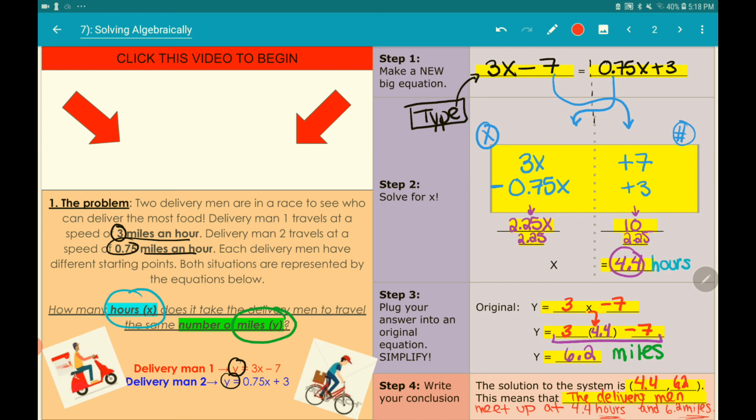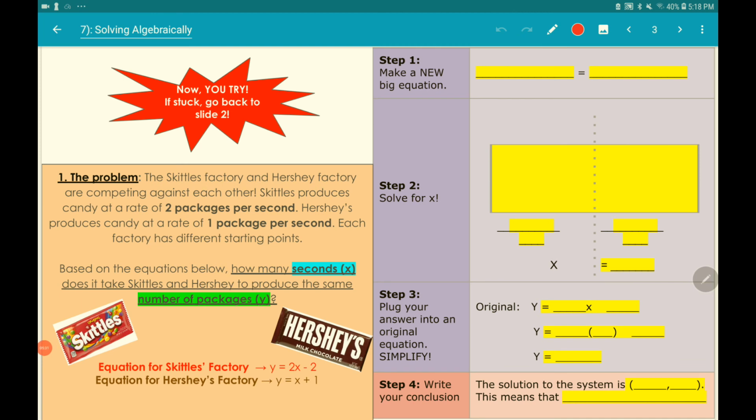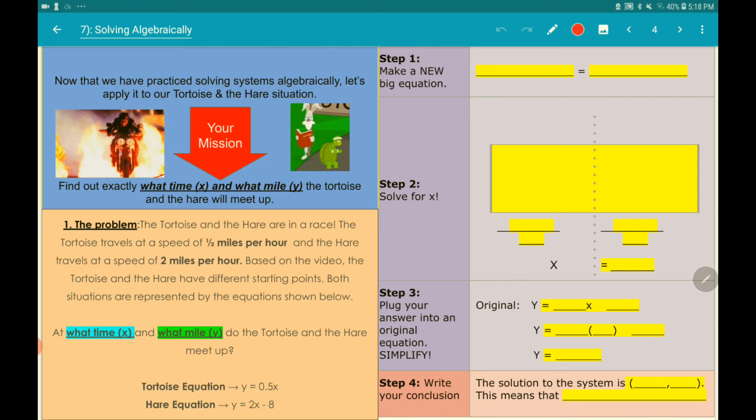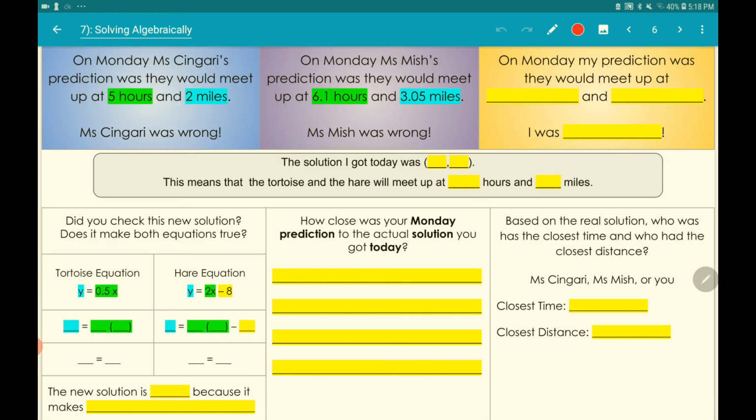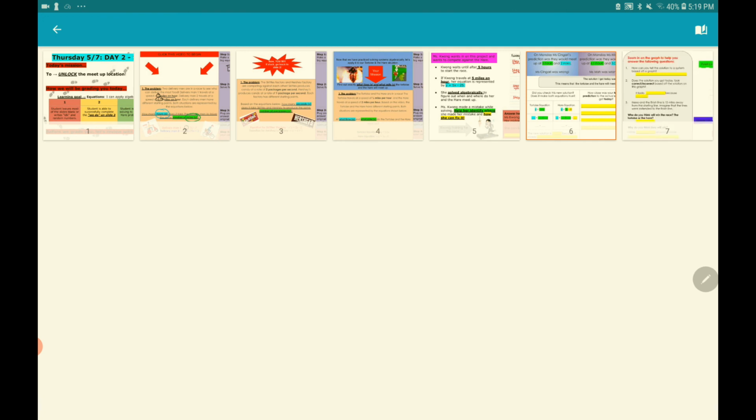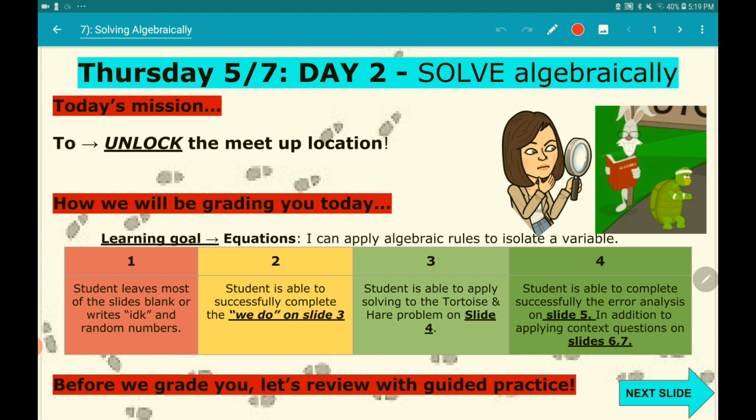All right, your task for the rest of this day is to do the you do. Then you're going to apply this to the tortoise and the hare. Then you're going to check out Miss Kwong's competition and answer some follow-up questions on slides 6 and 7. As always, if you have any questions, please let us know. This is how you are getting graded today, and feel free to come to live with me to answer any questions and get you started. This is a learning goal. Good luck.